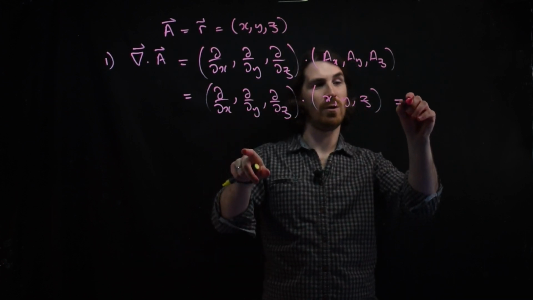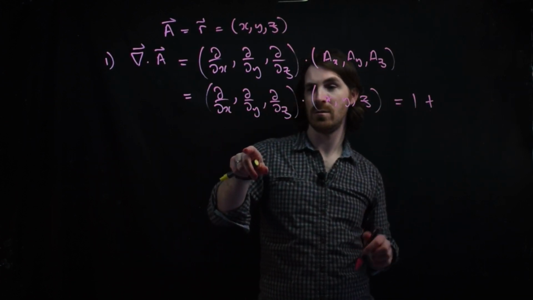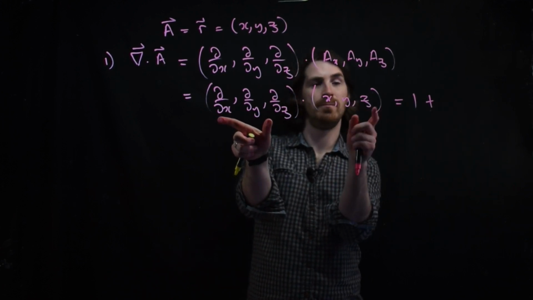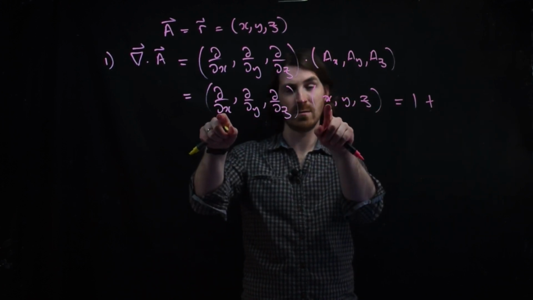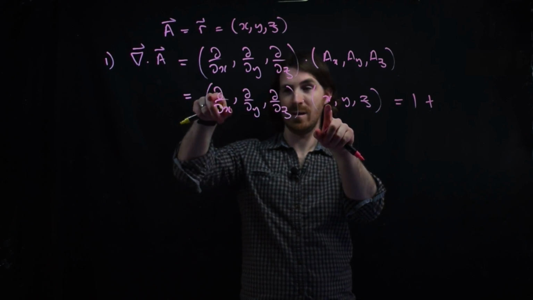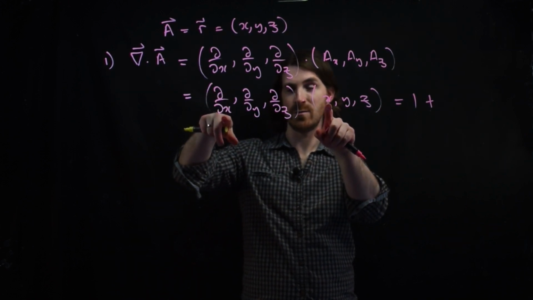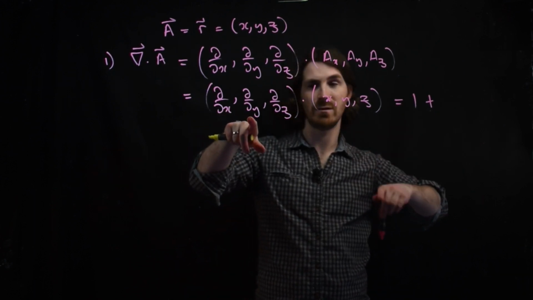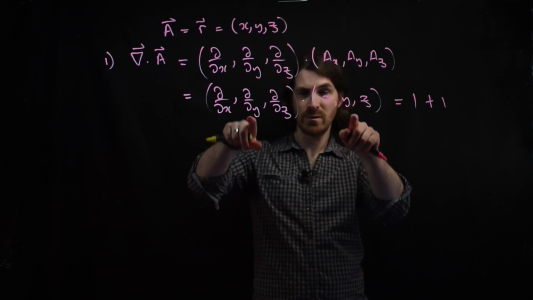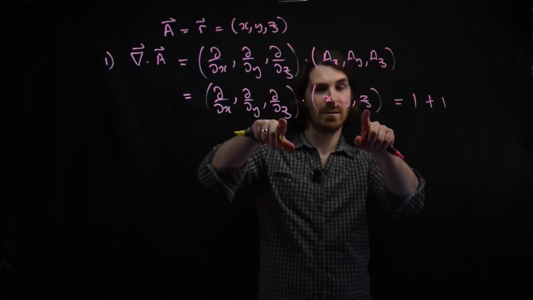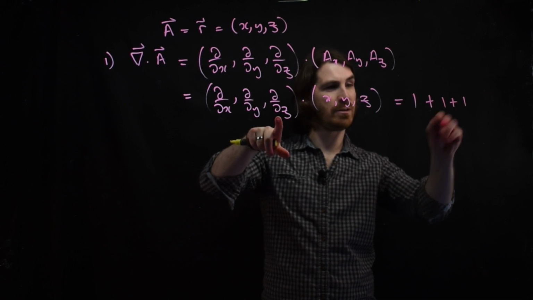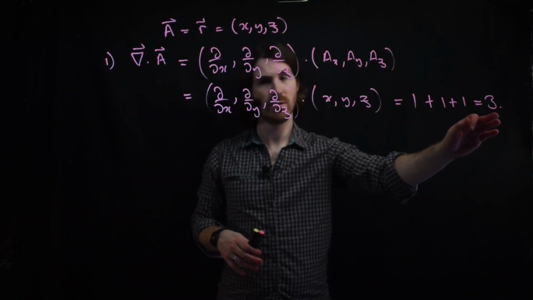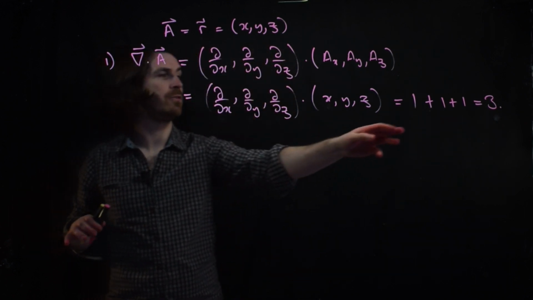dx by dx is 1 plus... so this is a dot product. It's going to take two vectors and give us back a number. So it's this times this, which is a differential d by dx acting on x, which is 1. This times this is dy by dy, which is another 1, plus this times this, dz by dz, which is another 1. So this is equal to 3. So the divergence of r is 3.